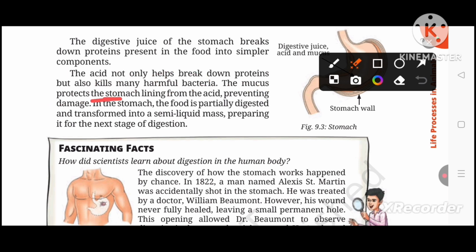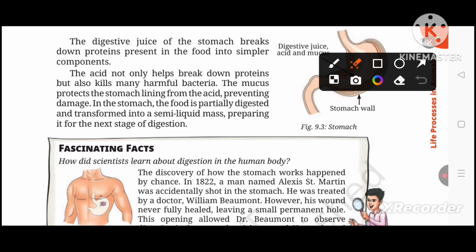The mucus protects the stomach. Here is the role of the acid and the role of the mucus. The mucus protects the stomach lining from the acid, preventing damage in the stomach. The food is partially digested and transformed into a semi-solid mass, preparing it for the next stage of digestion.